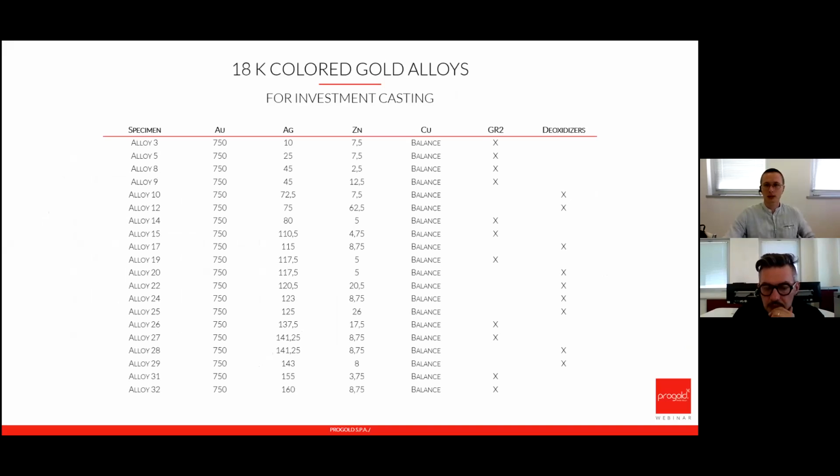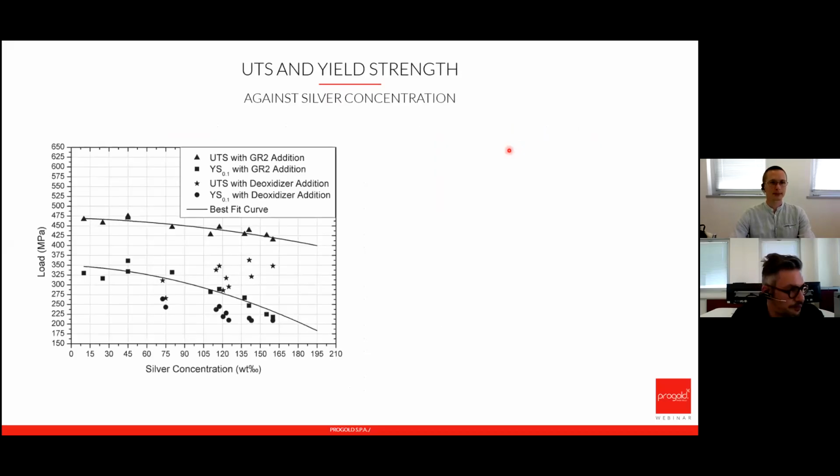Okay, we are going now to see the tests performed on the alloys specific for the investment casting process. So we take the alloys, as we said, we avoid taking the alloys with grain refiner 1, as we just said. Grain refiner 1 is not working in the liquid to solid process. And then we take only alloys with grain refiner number 2 and deoxidizer. So let's see the results.